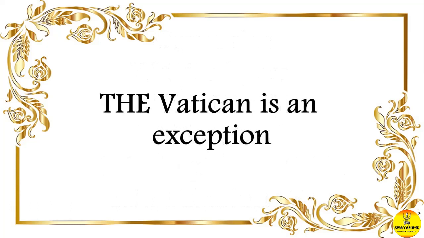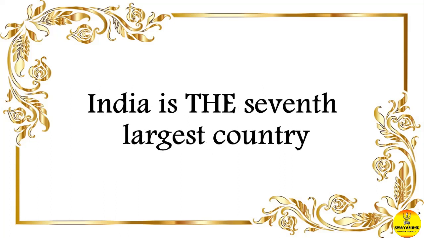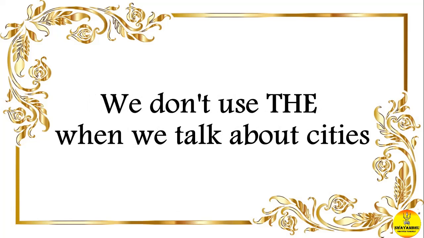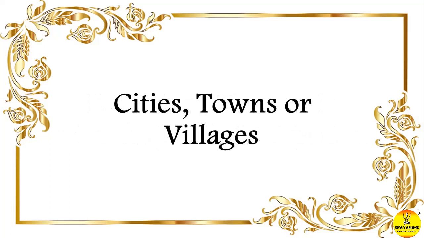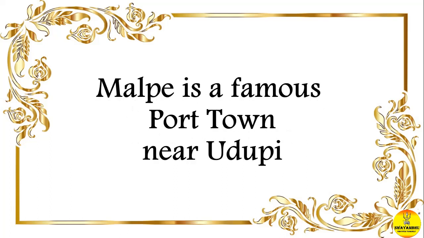I have already told you the Vatican is an exception. The Vatican is a country. It's a small country, but whenever we talk about the Vatican, we just say it as the Vatican. Now, before the names of countries, India is the 7th largest country. When we talk about cities, we don't use the before cities, towns, or villages. Jaipur is known as the Pink City. Malpe is a famous port town near Udupi.